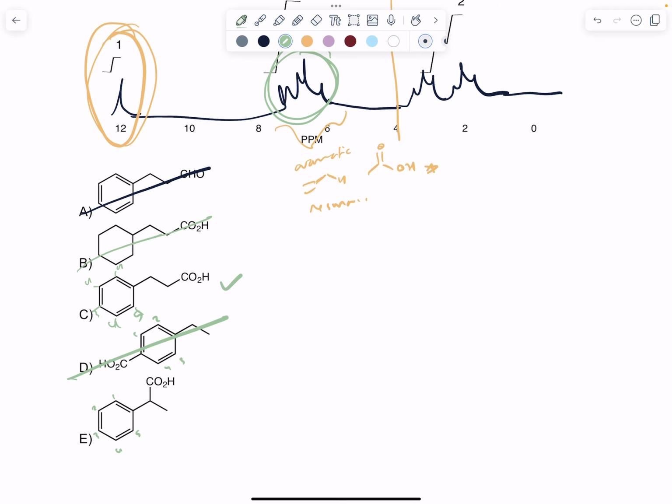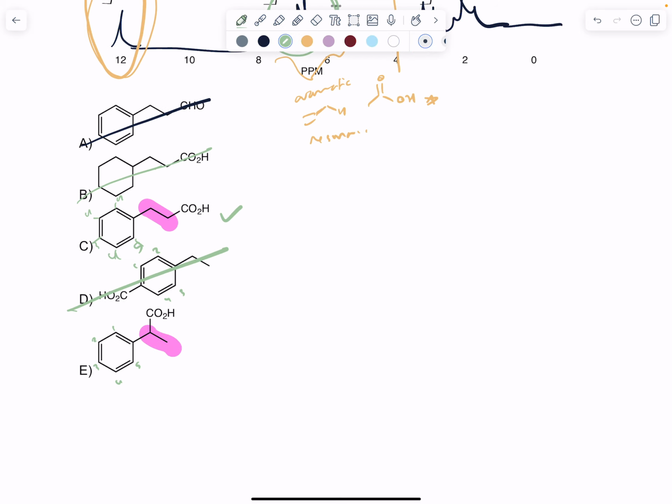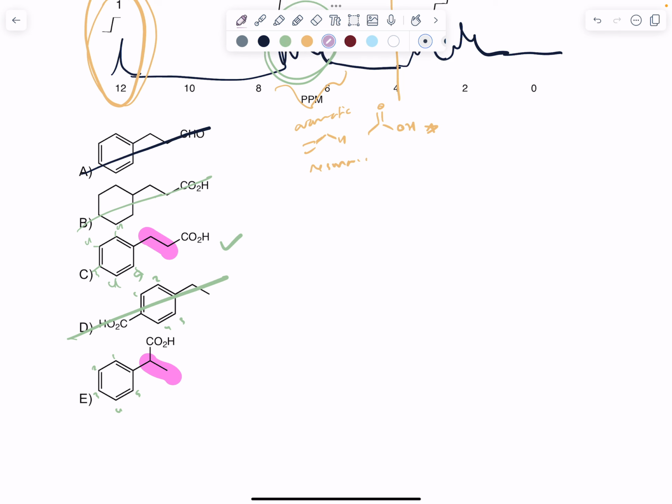And now the next thing I would do is, okay, all my peaks are accounted for except for these 2 on this one and these 2 on this one. So what are those peaks going to be? On this one we have 2 peaks. The integral for each of them would be equal to 2 because there's 2 hydrogens. They are probably going to be in the 1 to 2 range, but they're going to be shifted to the left because they're next to that carboxylic acid.